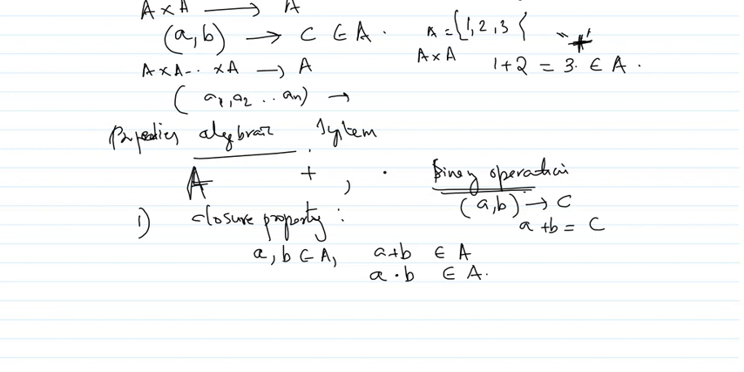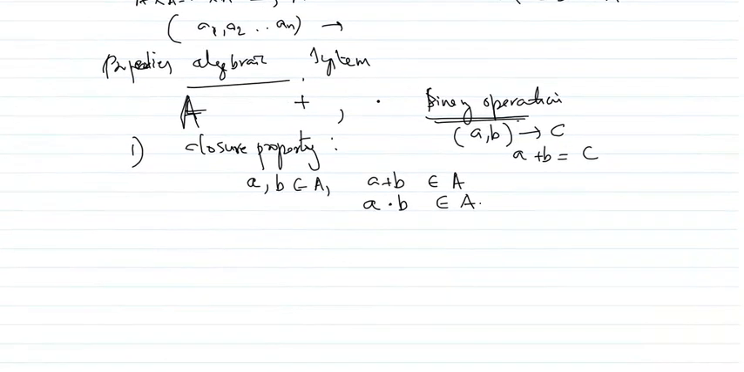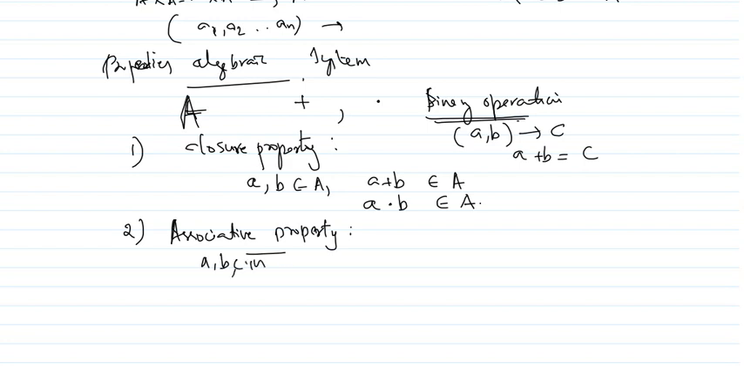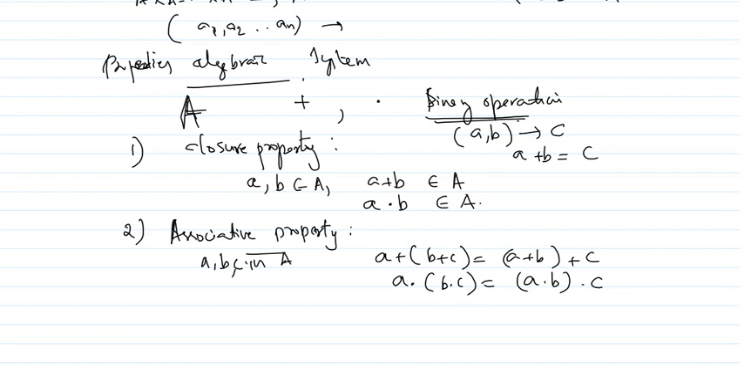Second property is associativity. Associative property. In associative property, take three elements a, b, c in A, and a plus (b plus c) is equal to (a plus b) plus c, and a dot (b dot c) is equal to (a dot b) dot c. That is, we can add in any order and find the product also. That is known as associative property.